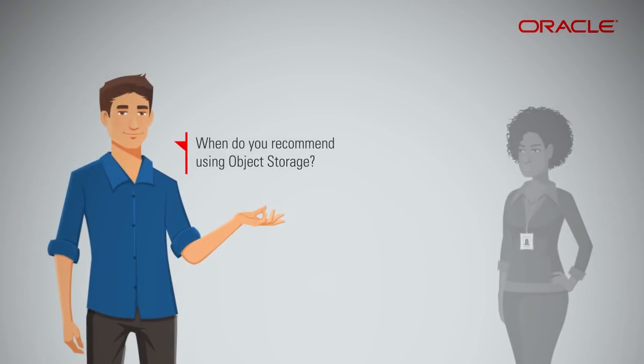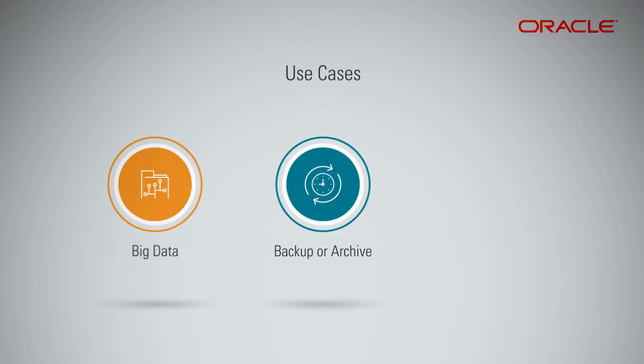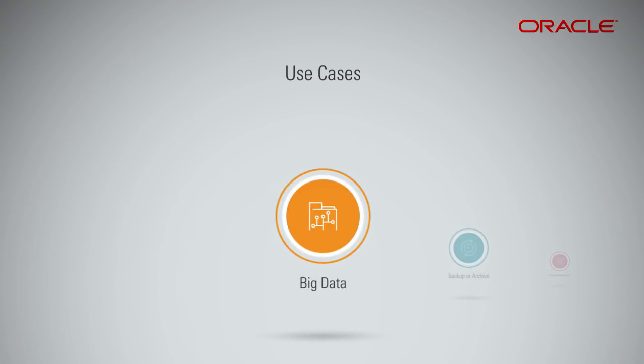When do you recommend using object storage? Some typical use cases include big data, backup or archive, and content repository. Big data. Object storage offers a scalable storage platform, which enables you to not only store large datasets, but also operate seamlessly on it. Optimized for high throughput, you can share the stored data widely with moderate latency.